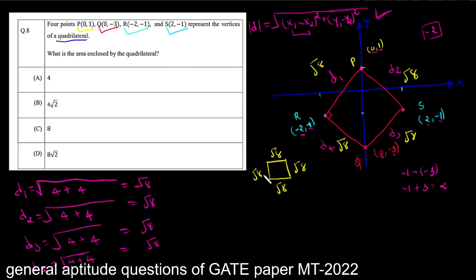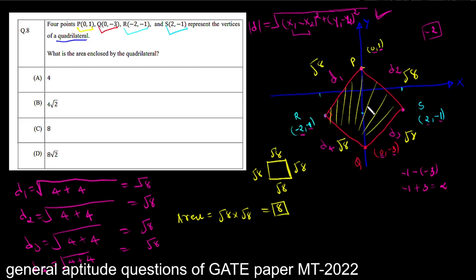But the area remains nothing but simply the area of this square with side of square root of 8. So we can say area is nothing but square root of 8 multiplied with square root of 8, this side multiplied with this one for the square. So we can say area is nothing but simply 8. Now we have found the area, which is nothing but the inner portion of this quadrilateral, this one. It represents our area.